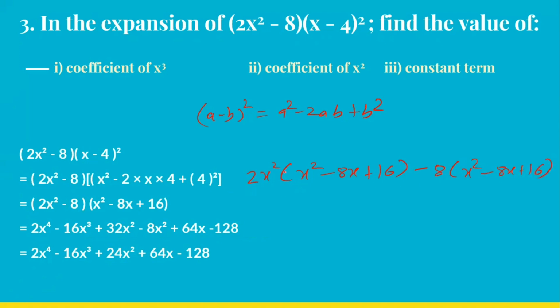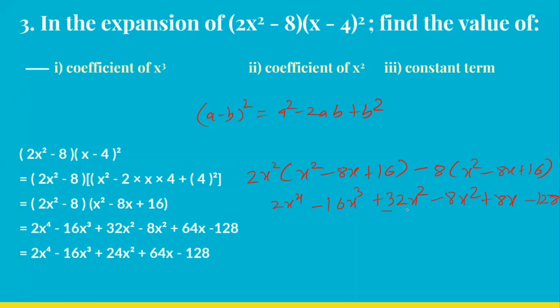So 2x square into x square, we got 2x raised to 4. 2x square multiplied by minus 8x, 2 multiplied by 8 is 16, so minus 16, x square into x is going to be x cube, right? And 2 multiplied by 16 is 32, so this is how you get plus 32x square. Minus 8 into x square is minus 8x square. Minus into minus becomes plus 8x. And minus 8 into 16 is going to be minus 128.